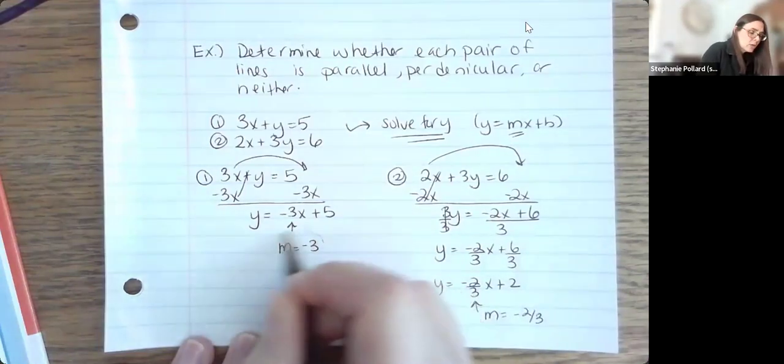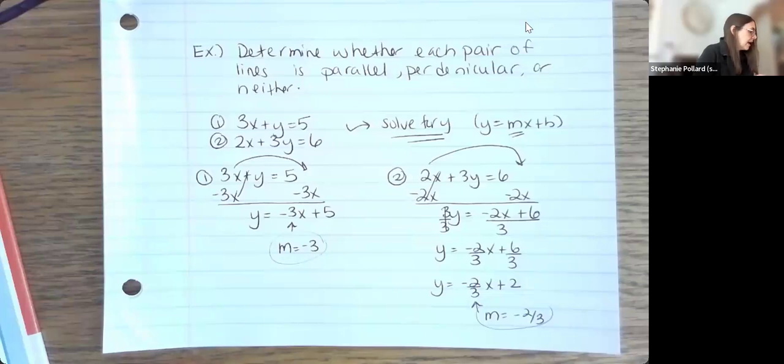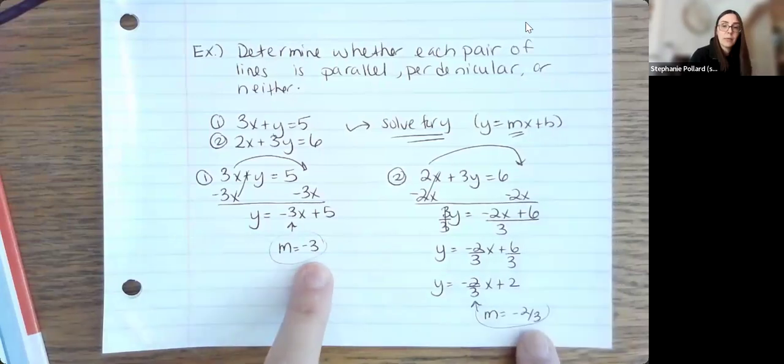And if I look at my two slopes, it's pretty clear right away that there is nothing in common with these. There's no sign change. They don't flip, right? If this did flip, it'd be 1/3, not 2/3. So this is a neither.